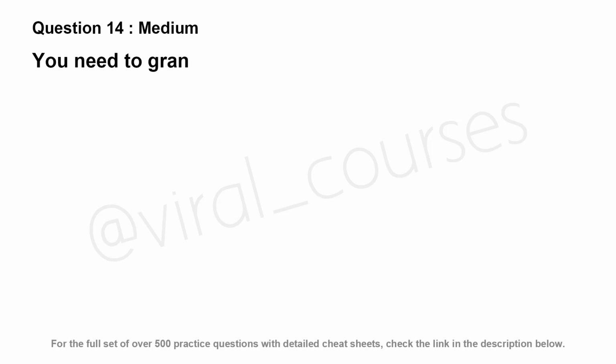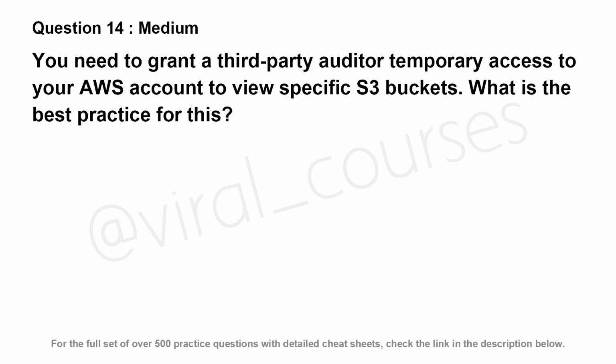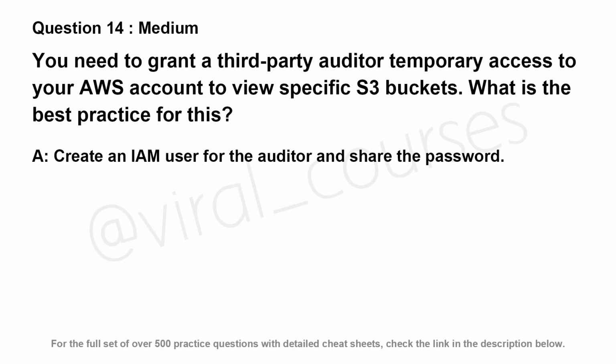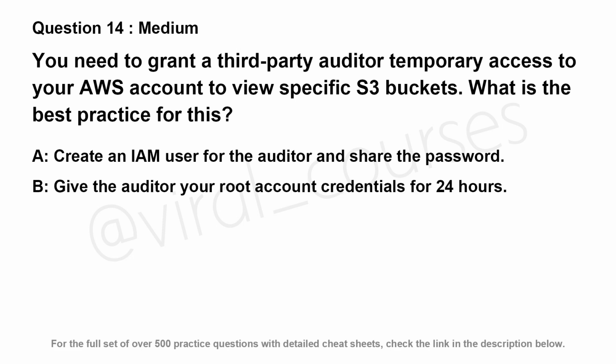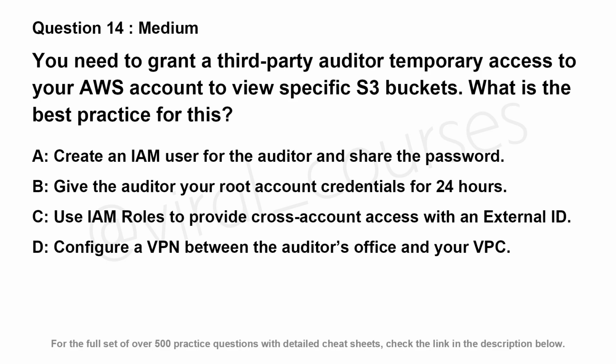You need to grant a third-party auditor temporary access to your AWS account to view specific S3 buckets. What is the best practice for this? Option A. Create an IAM user for the auditor and share the password. Option B. Give the auditor your root account credentials for 24 hours. Option C. Use IAM roles to provide cross-account access with an external ID. Option D. Configure a VPN between the auditor's office and your VPC.